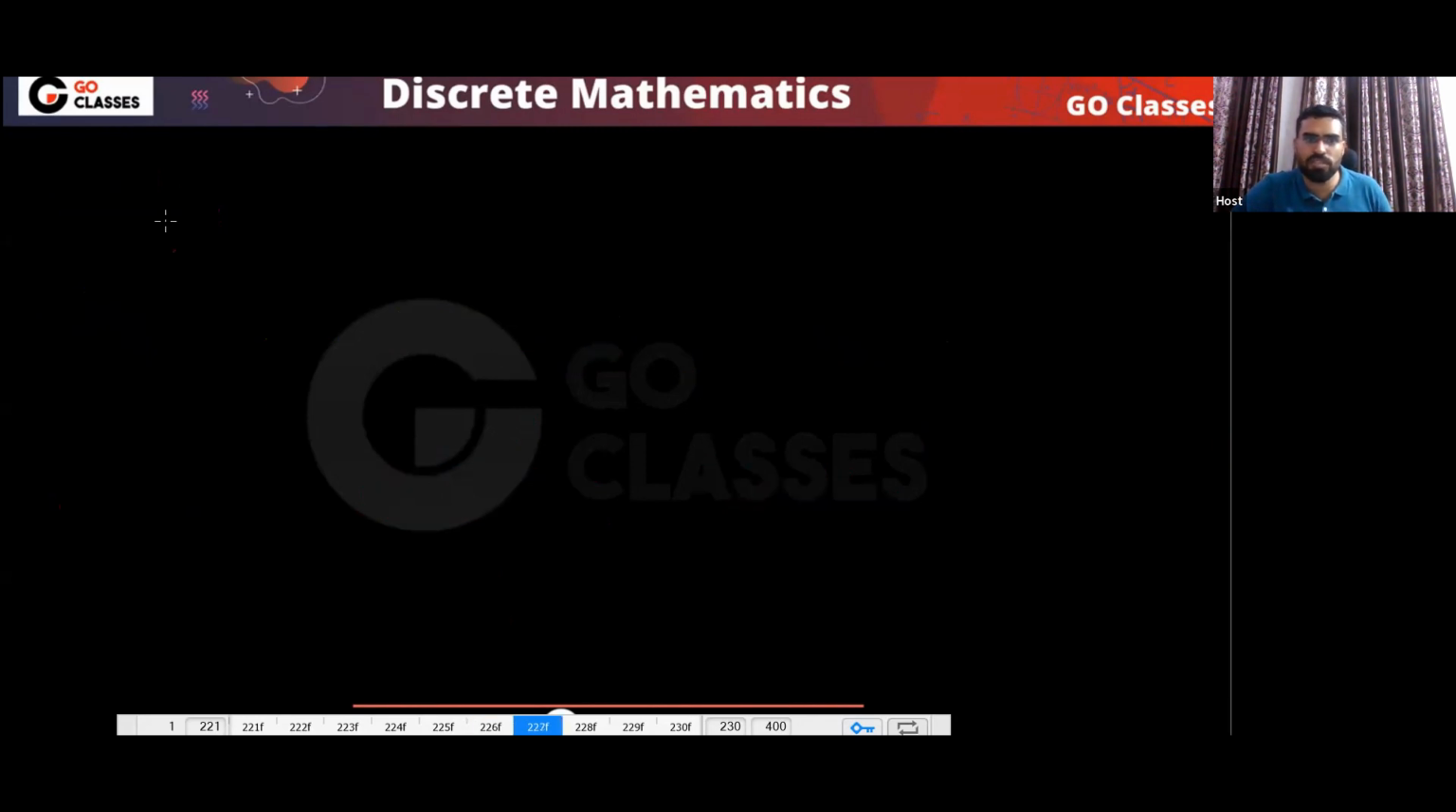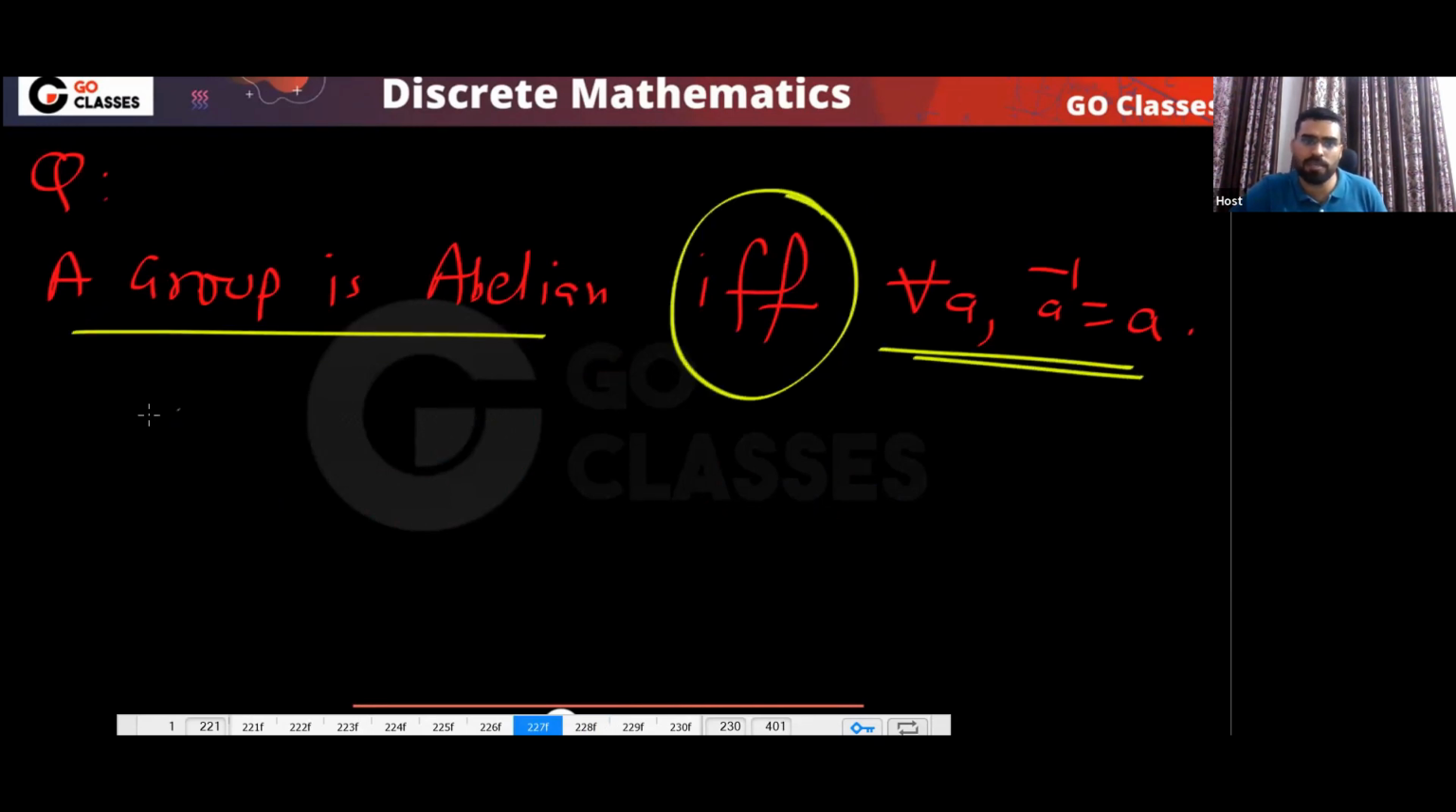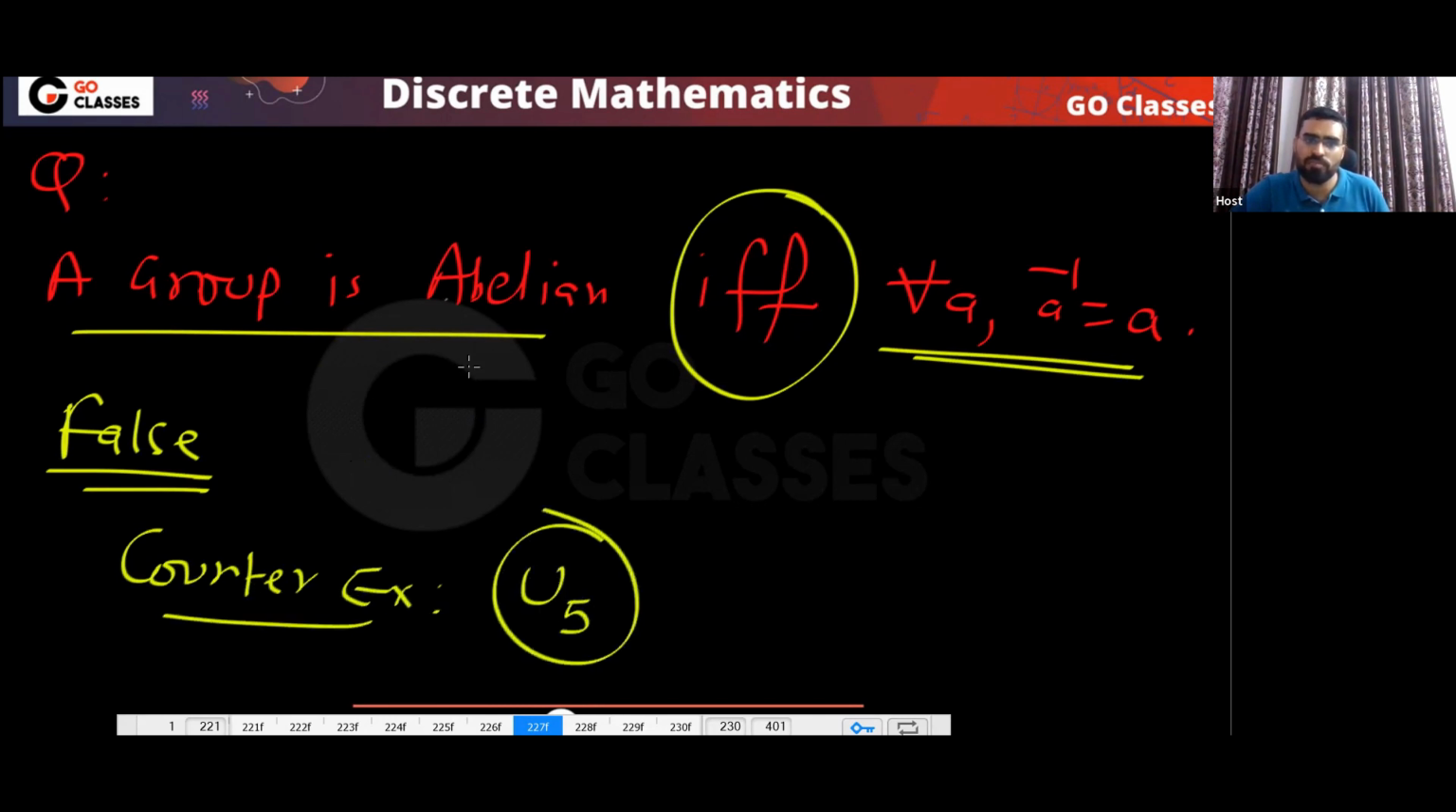So remember, if I give you this statement: a group is abelian if and only if for all A, A inverse equal to A. Is this statement true? The answer is false. This statement is false, and you know the counter example, that is U5.